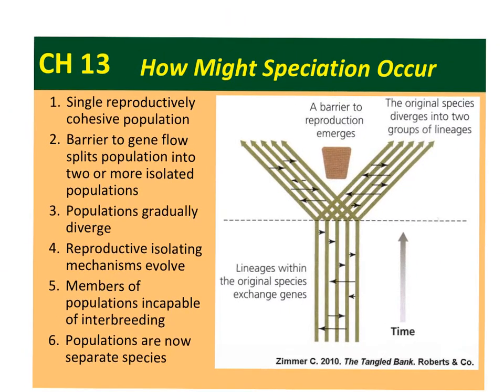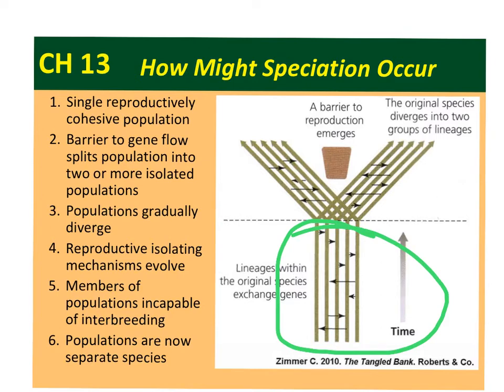Okay, so this is basically what we just said. We've got lineages within the original species, and let's say they're separate subpopulations. They all exchange genes with each other. In other words, it's an interbreeding population. They're all one big happy family.